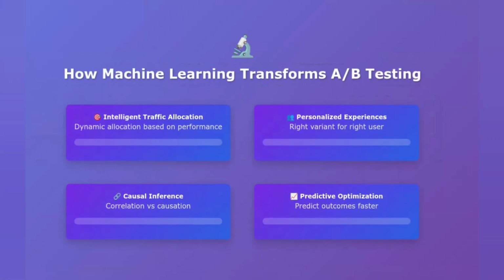Machine learning transforms A/B testing in 4 key ways. First, intelligent traffic allocation. Instead of static 50-50 splits, ML algorithms can dynamically allocate more traffic to better performing variants as the test progresses. This is called multi-armed bandit optimization. Second, personalized experiences. ML can determine which variant works best for which user segments in real time. A returning customer for mobile might see version A, while a new desktop user sees version B, all based on predictive models that maximize individual conversion probability.